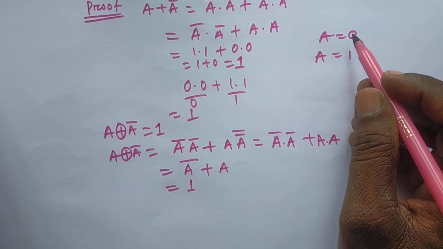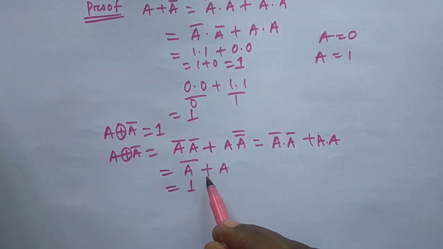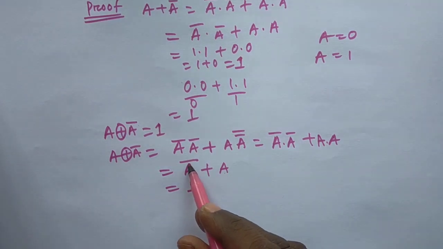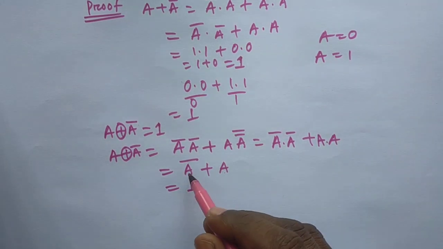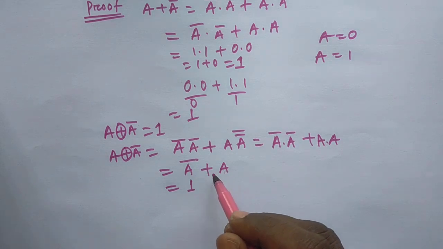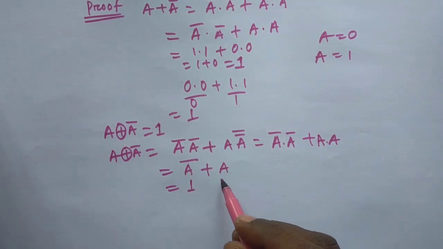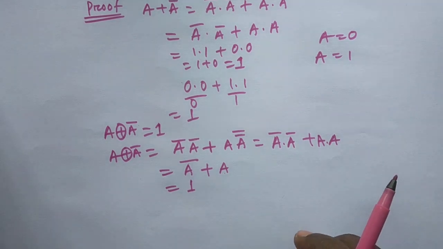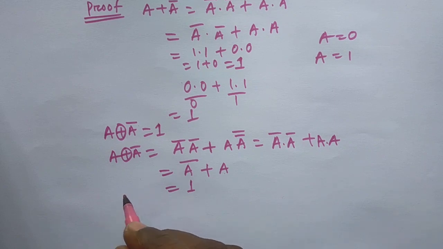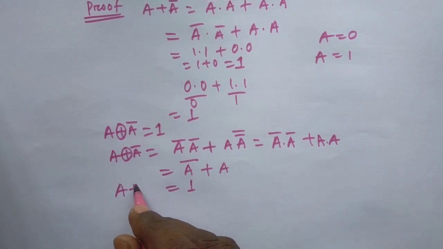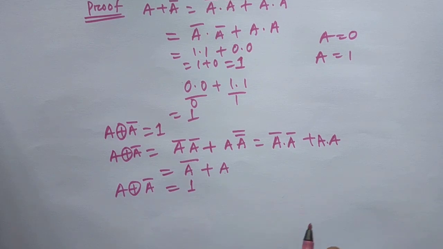Suppose A is 0, for example. A is 0 means A complement is 1. 0 plus 1 means 1. If A is 1, A complement is 0, plus 1, 0 plus 1 means 1. So A plus A complement is always 1. Don't be confused about this. A plus A complement is always 1. Okay, so this is another example.